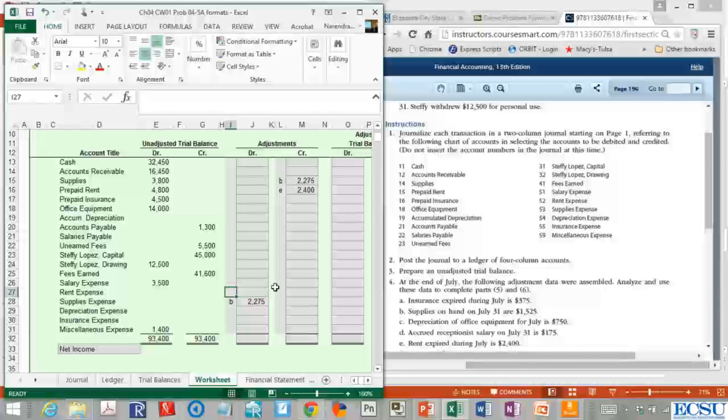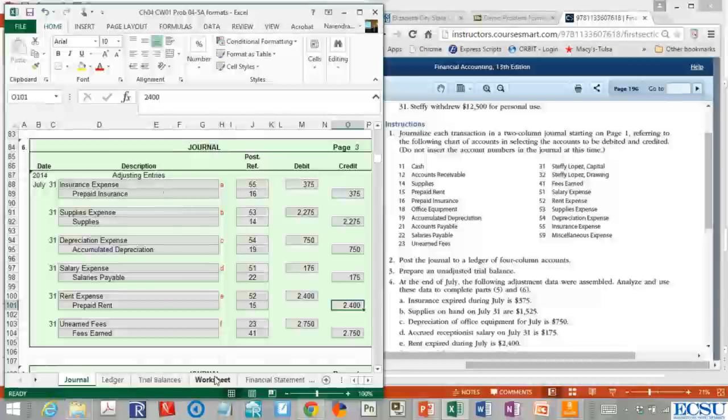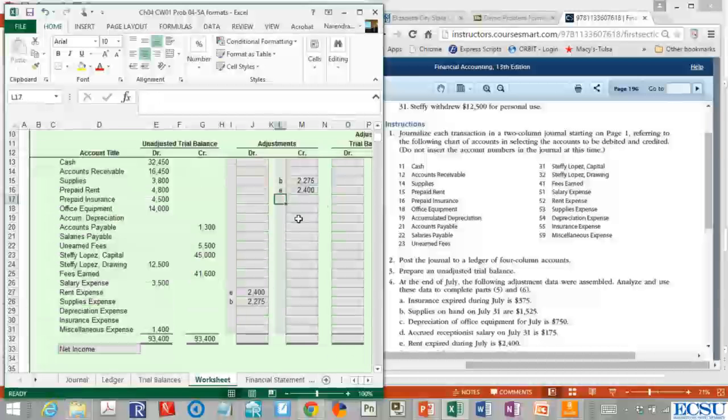Yes, rent expense, number E, was 2,400. Okay, now let us see the next: prepaid insurance. Prepaid insurance was number A. Prepaid insurance was a credit of 375, and insurance expense was a debit. So let's write here A, 375. All right, now the next thing that we'll do: we have taken care of A, B, C.